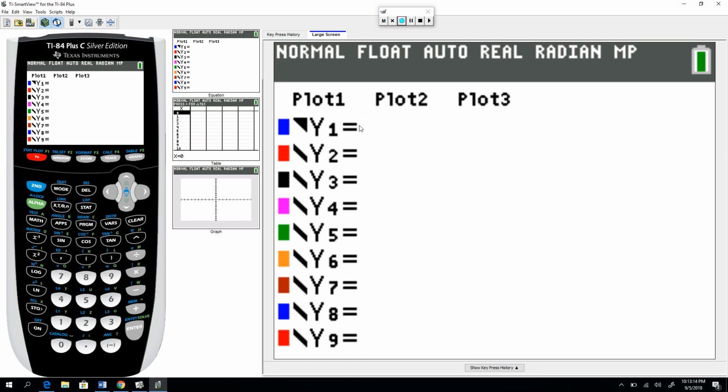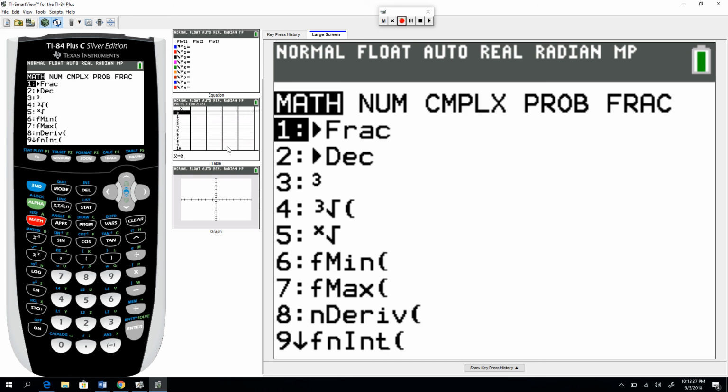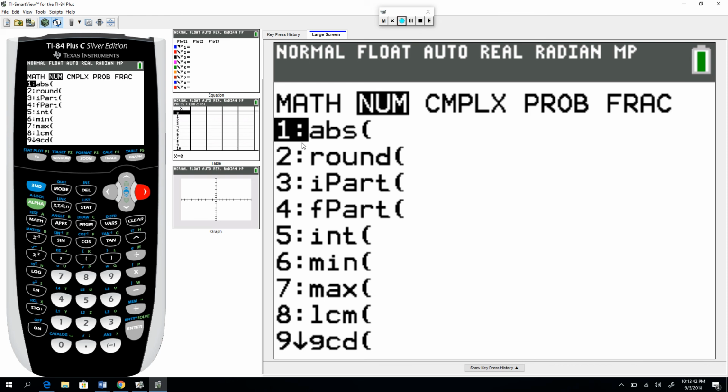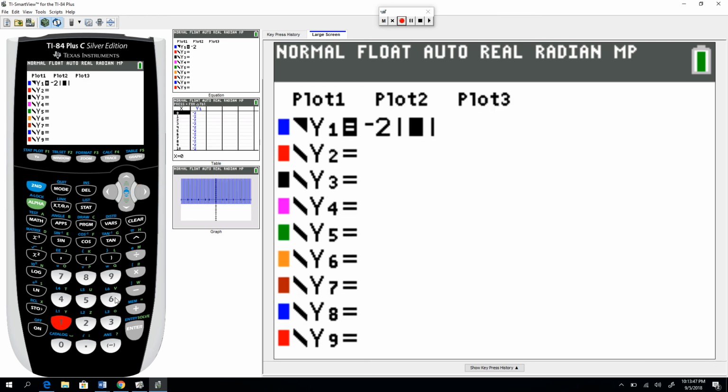I need to graph the absolute value of something. So I'm not even going to look at an example we've done, I'm just going to make one up here. I want to graph -2 times the absolute value. And where do I find absolute value? Hopefully your teacher told you: you go to this math button here, toggle over to the num part of that menu, and there's your absolute value choice, choice 1. That'll give you your absolute value bars, and you can fill that in to your heart's content.